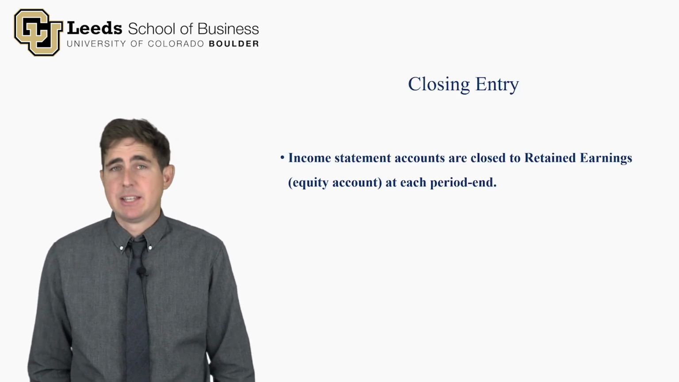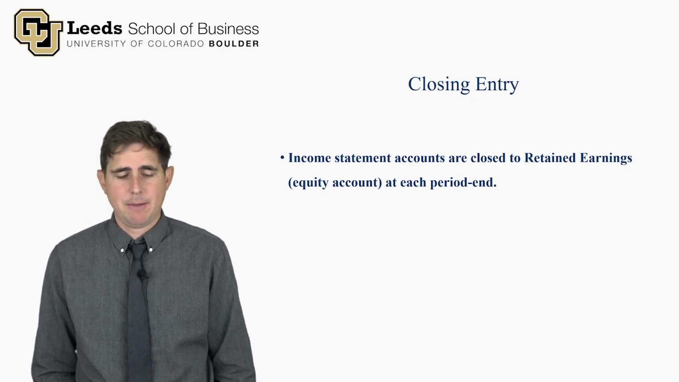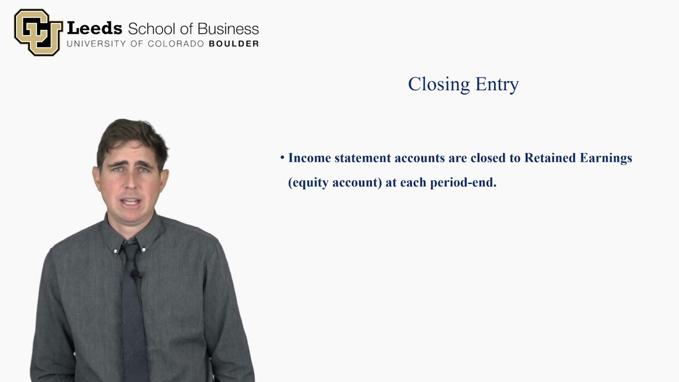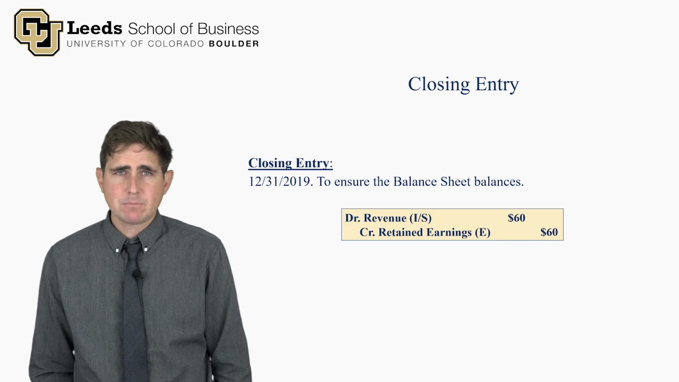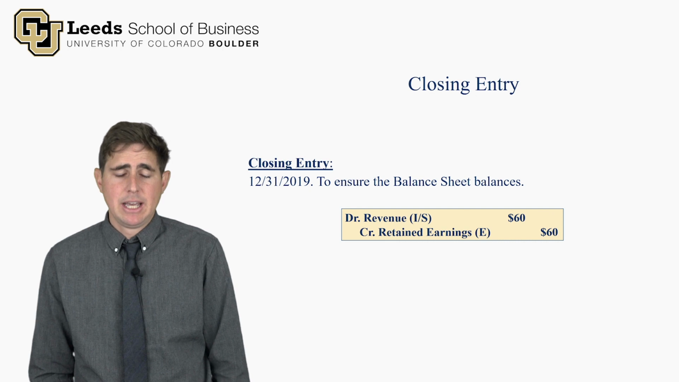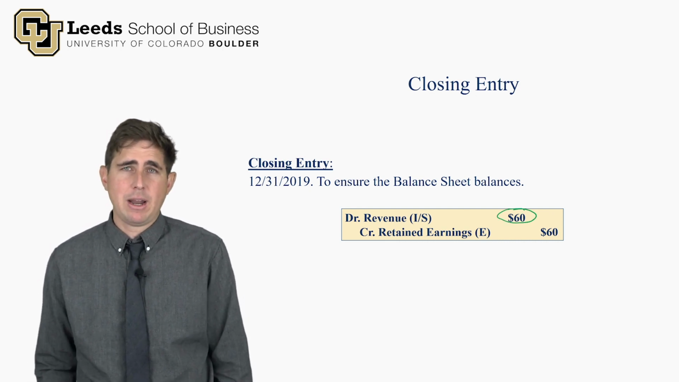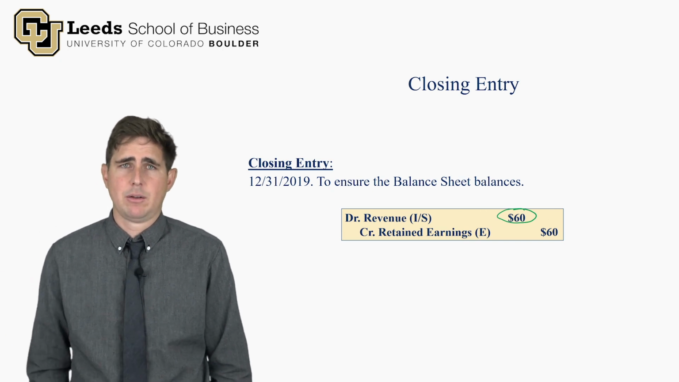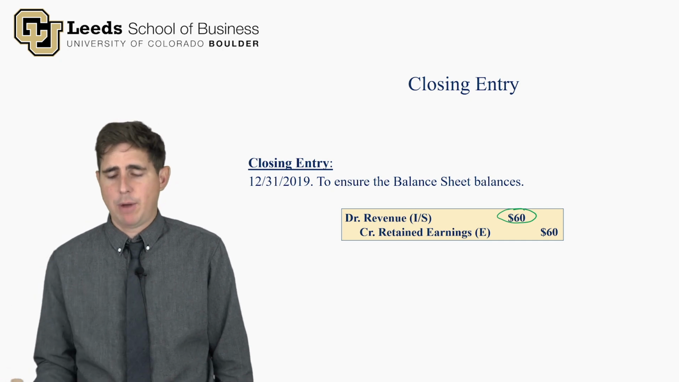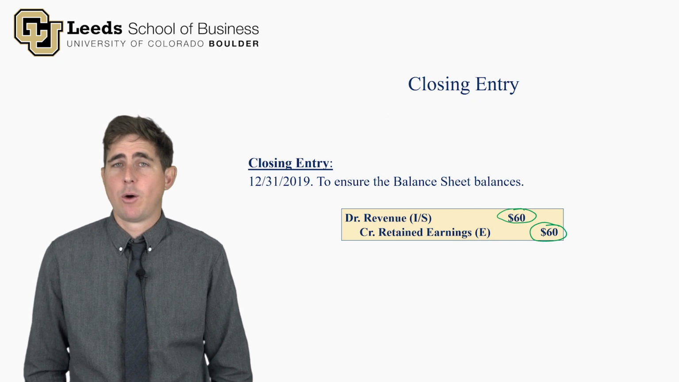Okay, next step is now we need to do the closing entry because our balance sheet doesn't balance yet. So we need to close all of our income statement accounts to retained earnings, which is an equity account. And we do this at the end of each period. And so the closing entry for this company as of 12/31/2019, it's to ensure the balance sheet balances, and we're going to close out the revenue account. So it had a credit balance of 60. We're going to debit the account by 60. So the debit to revenue of 60 offset by a credit to retained earnings, the equity account, of 60. And that's going to make retained earnings go up.